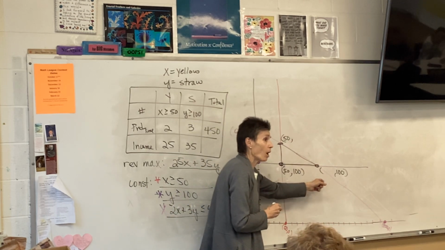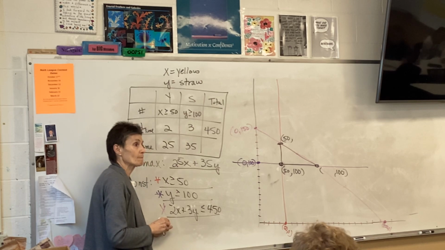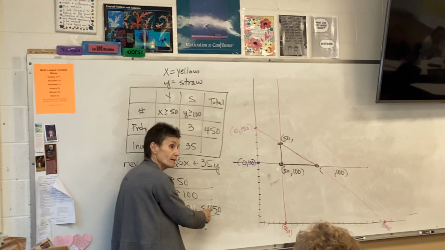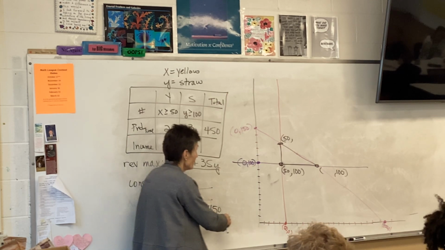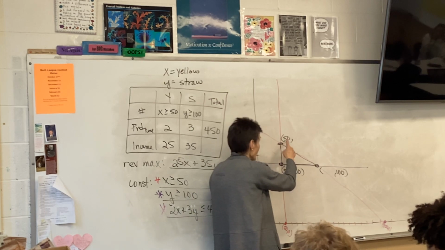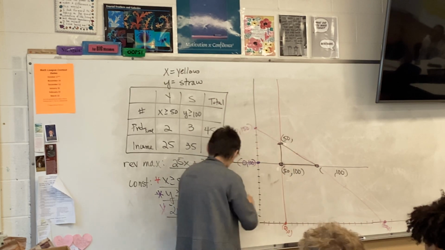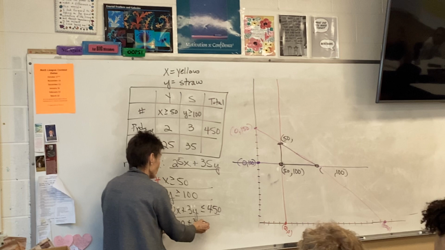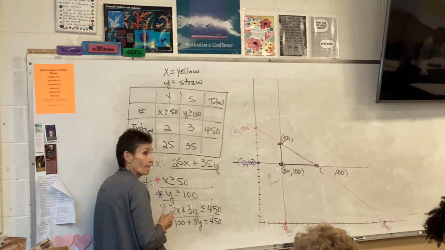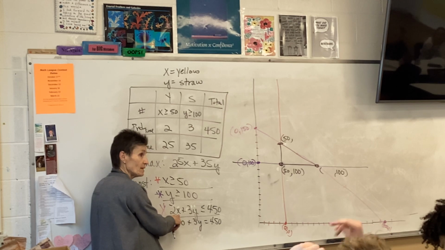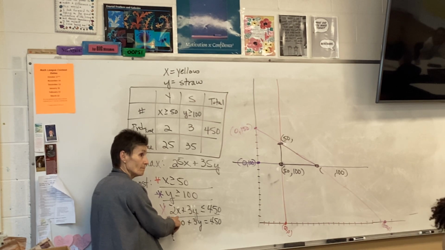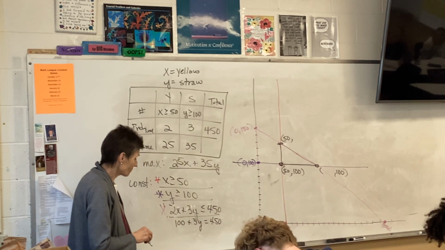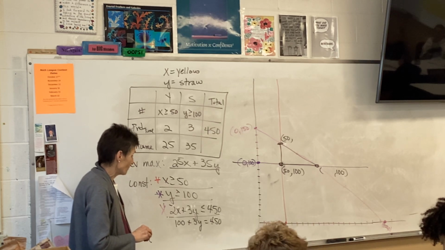Now, these two are both on pink. And what do I know about pink? I know that 2x plus 3y is 450. So if you look at this one, x is 50. So what if I put 50 in for x? 100 plus 3y equals 450. Right? If I put in 50 here, 2 times 50. All right, so figure out what y is. Use your calculator. It'll probably be a decimal, which is fine. What does it turn out to be?